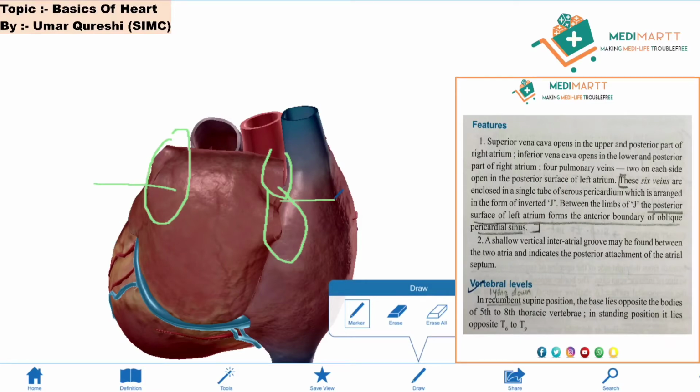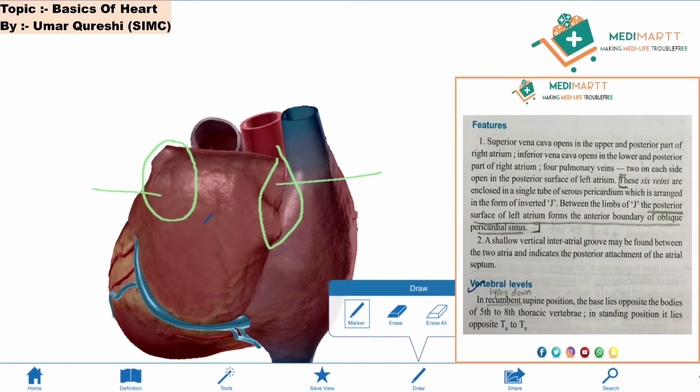They open in the posterior surface of the left atrium, as this was the right atrium and this is the left atrium. So the 4 pulmonary veins, 2 on each side, open in the posterior surface of the left atrium. This is also the posterior surface and this is the left atrium. So what A.K. Datta is trying to say is that 4 pulmonary veins, 2 on each side, open in the posterior surface of the left atrium. So this is the point.